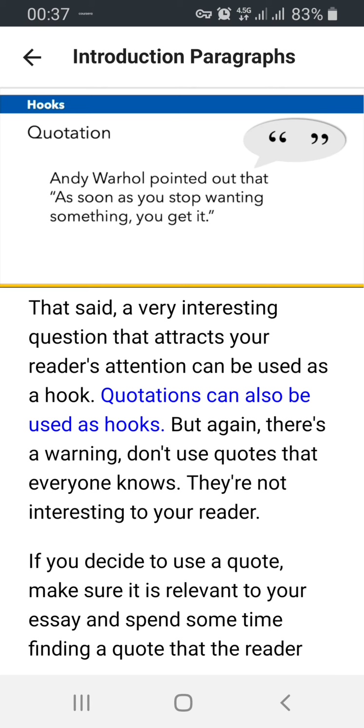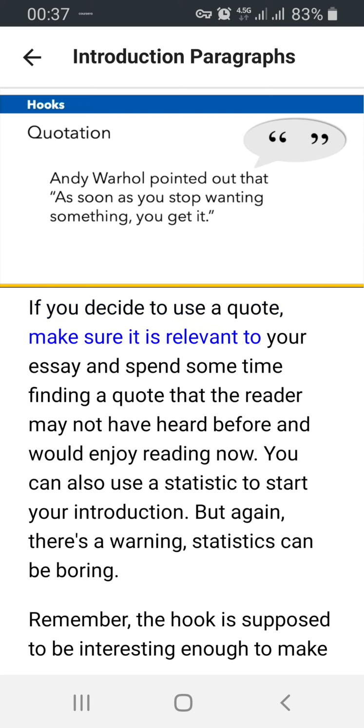Quotations can also be used as hooks, but again there's a warning. Don't use quotes that everyone knows. They're not interesting to your reader. If you decide to use a quote, make sure it is relevant to your essay and spend some time finding a quote that the reader may not have heard before and would enjoy reading now.